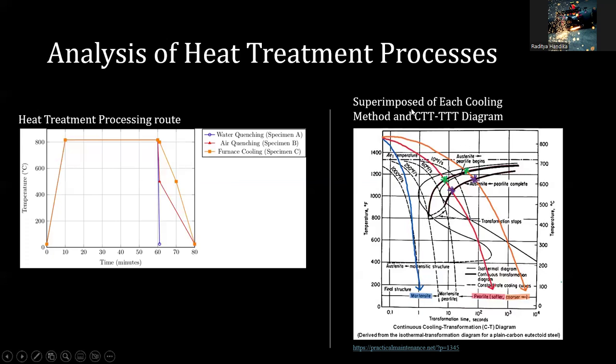And here is a CCT. The superimposition of each cooling method and the CCT diagram aids in understanding the transformation occurring at each cooling stage, where faster cooling rates prevent phase transformation, resulting in a martensitic structure. So the first one is going to be the martensitic structure. This is specimen A, while slower cooling for specimens B and C allows pearlite formation. And variation in cooling leads to distinct mechanical properties in each specimen, critical for applications requiring specific strength or ductility levels.